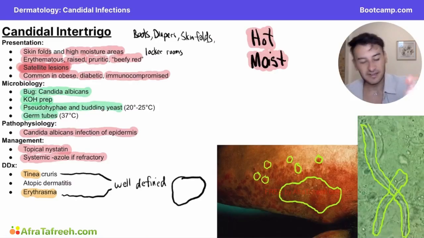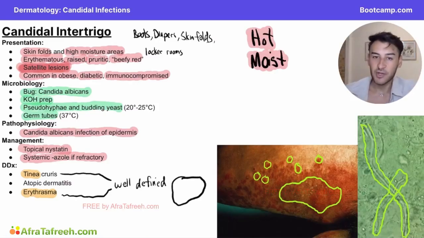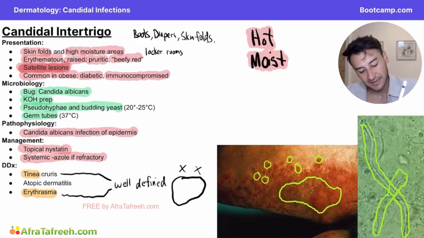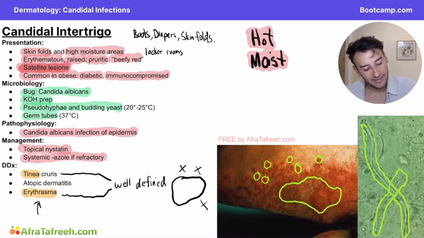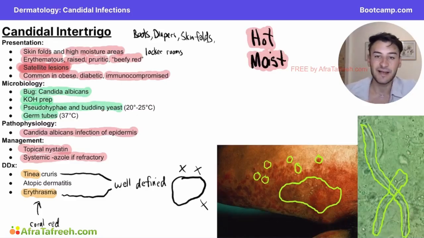So we're going to have this solid plaque that's also going to be erythematous, raised, and pruritic. However, there will be no satellite lesions on the outside here like we would expect to see in Candida. Also, under a Woods lamp, erythrasma is going to stain a coral red color, which is a high yield buzzword specific to erythrasma that we would not expect to see in Candida.